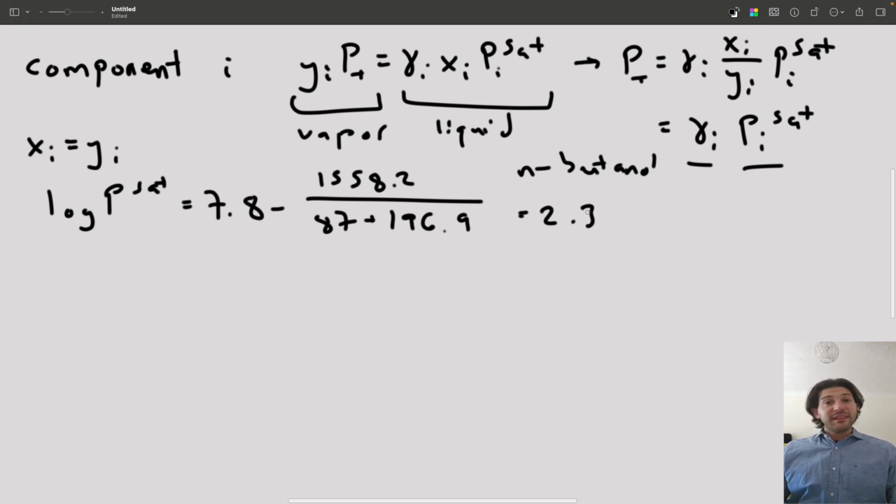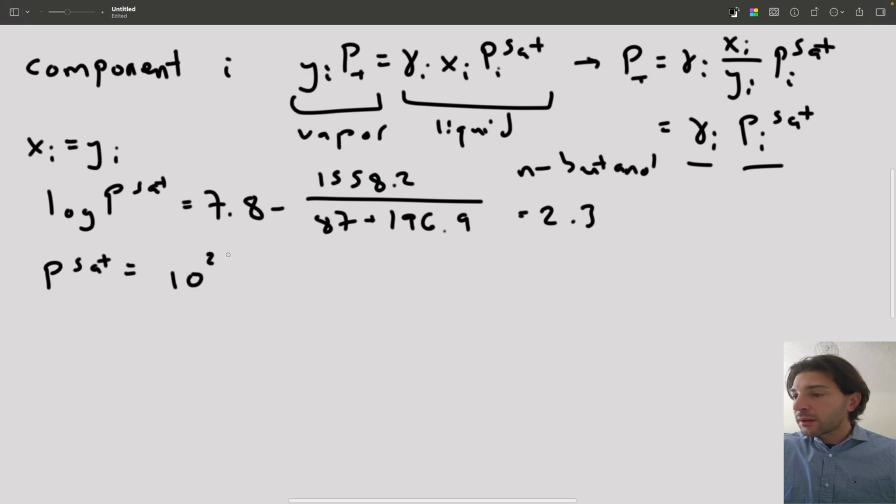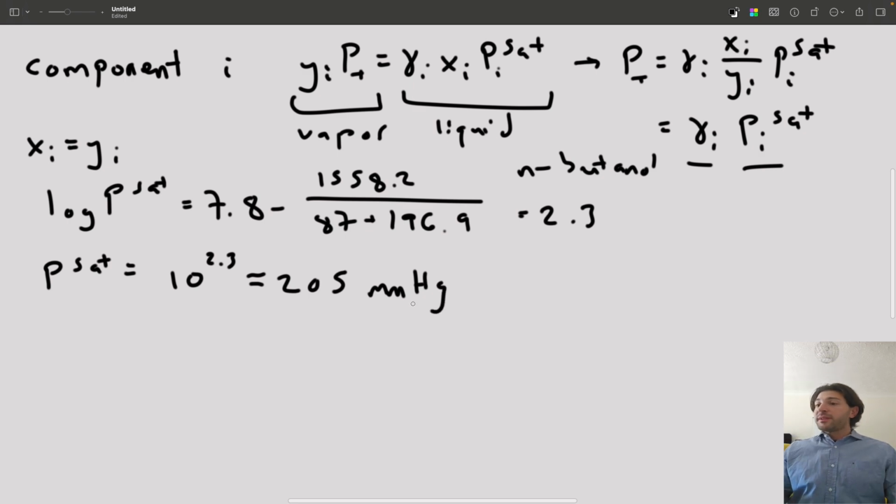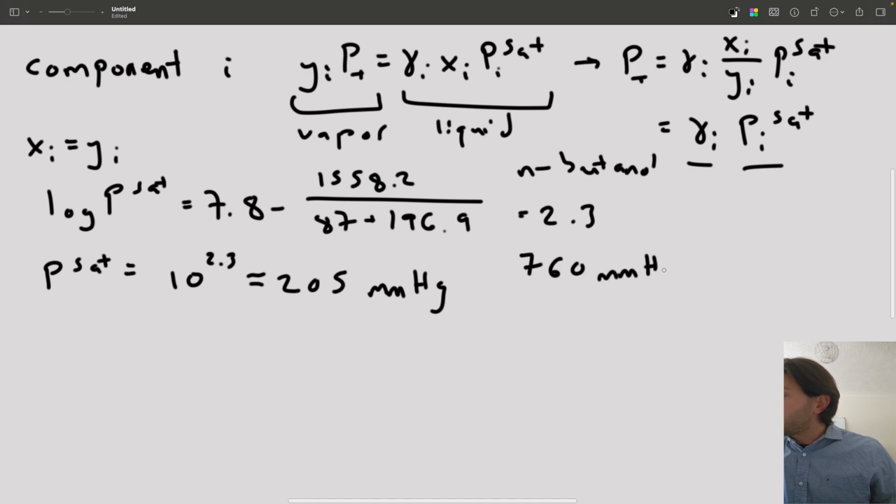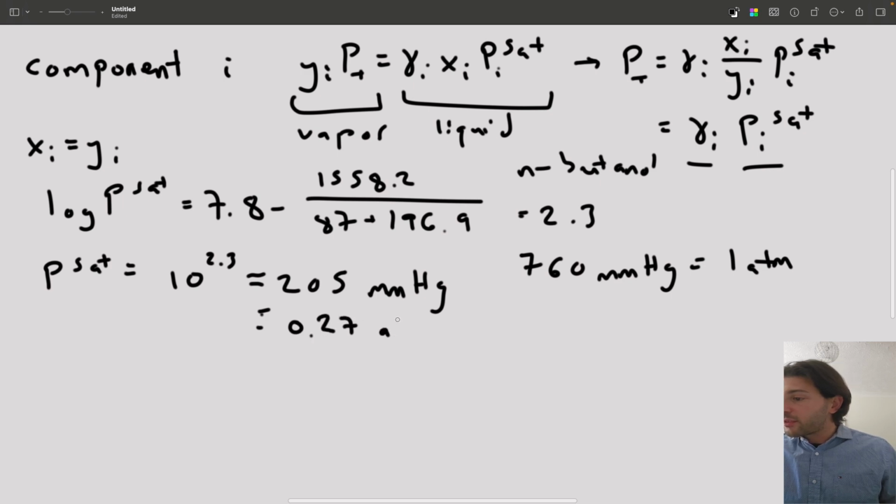Thus, in order to get the saturation pressure, we have to have both sides be used as exponents along with a base of 10. This is about 205 millimeters of mercury. The problem statement asks that we convert to atmospheres. So knowing that 760 millimeters of mercury is equal to 1 atmosphere, we just divide by 760. This gives us about 0.27 atmospheres.